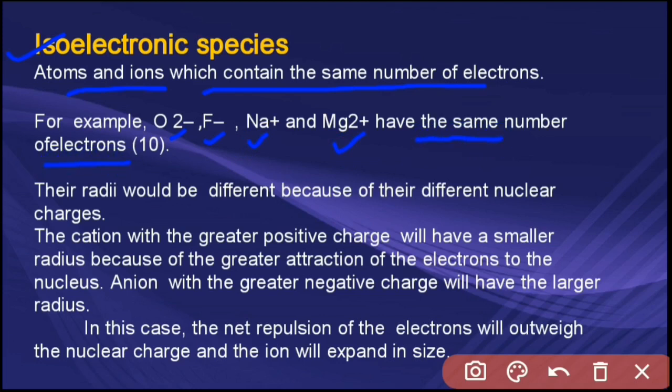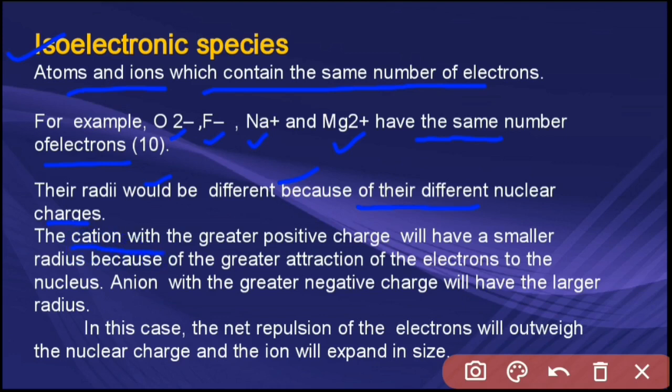So their radii would be different because of different nuclear charge, and that type of species we can call isoelectronic species. It means the number of electrons is the same in different atoms and ions; those species are called isoelectronic species.